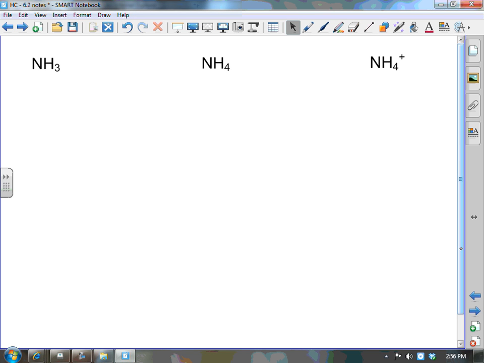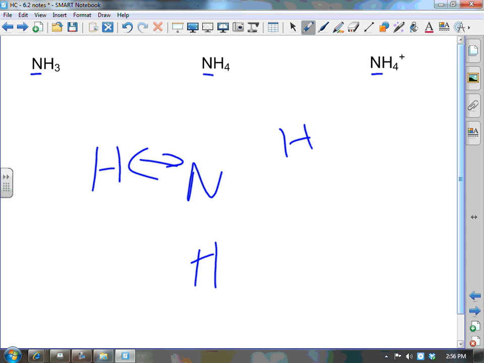And in all 3 of these examples, nitrogen is going to be the central atom. So what we're trying to do is show that nitrogen will be in the middle. Somehow the hydrogens have to bond to it. And that's what you're going to try and figure out. Again, 2 of these will work. 1 of these will not.